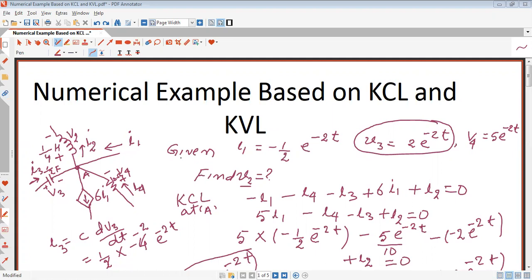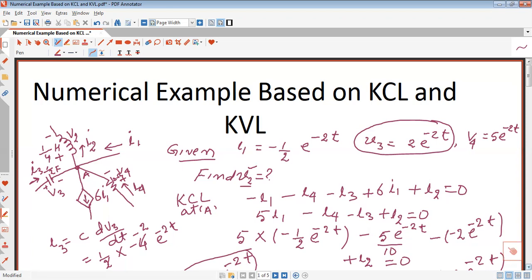We have given values. The given values are I1 equal to minus half e to the power minus 2t, and V3 is the voltage given at the capacitor and its voltage is 2 e to the power minus 2t. V4 is the voltage at the resistor and its value is given by 5 e to the power minus 2t. We have to find the value of the voltage across the inductor, that is V2. V2 we have to calculate.